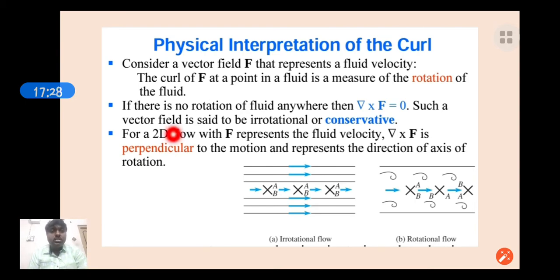For a 2-dimensional flow with f representing the fluid velocity, del cross f is perpendicular to the motion, like a cross b. In the previous note I discussed the cross product between two vectors, a bar cross b bar, like that. So a bar cross b bar is the vector which is perpendicular to the surface containing both a bar and b bar. In the same way here also we discuss the del cross f bar for the 2-dimensional space.